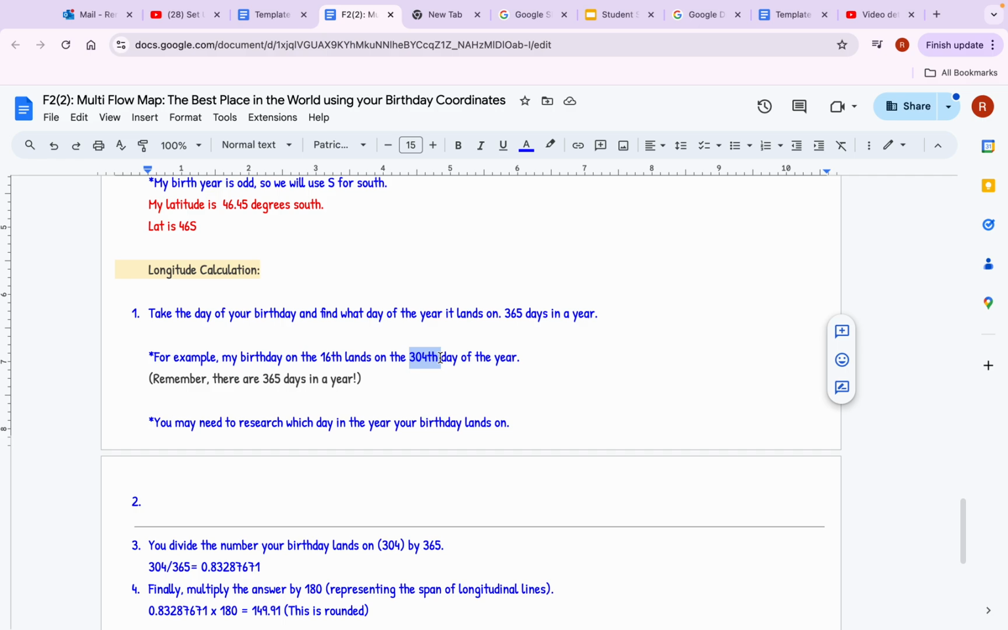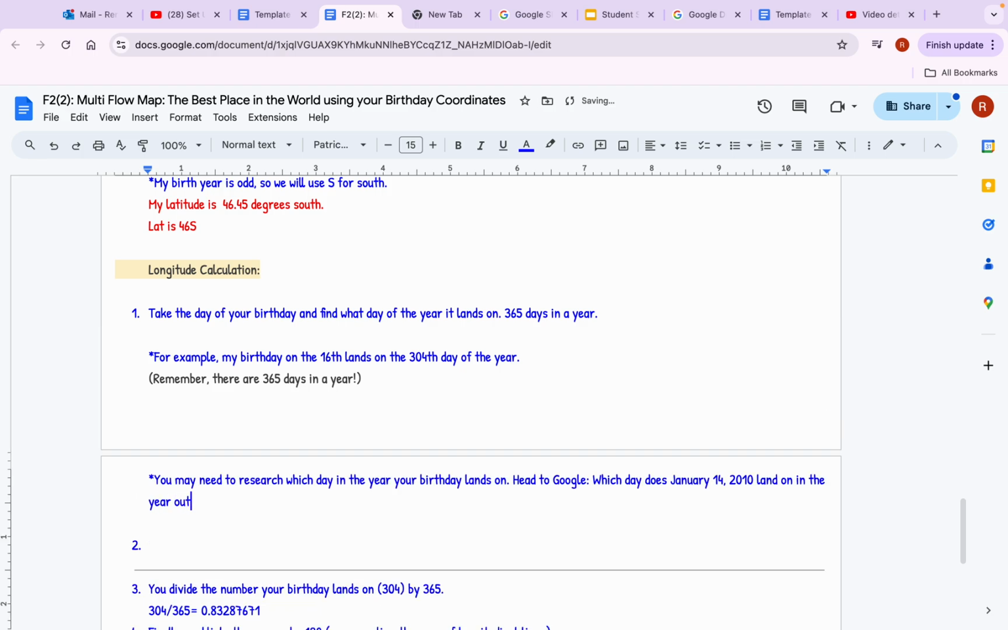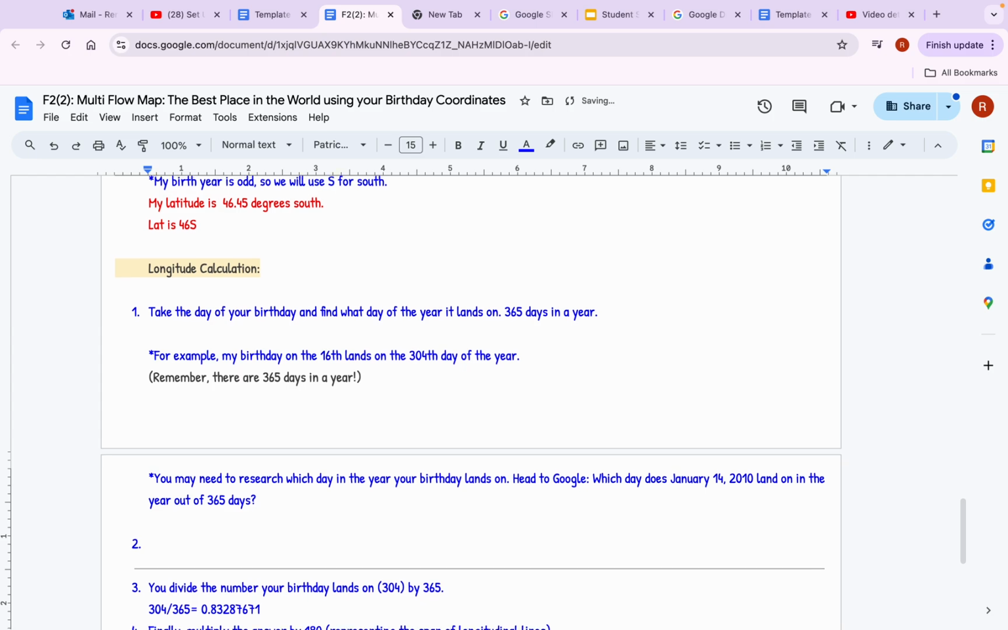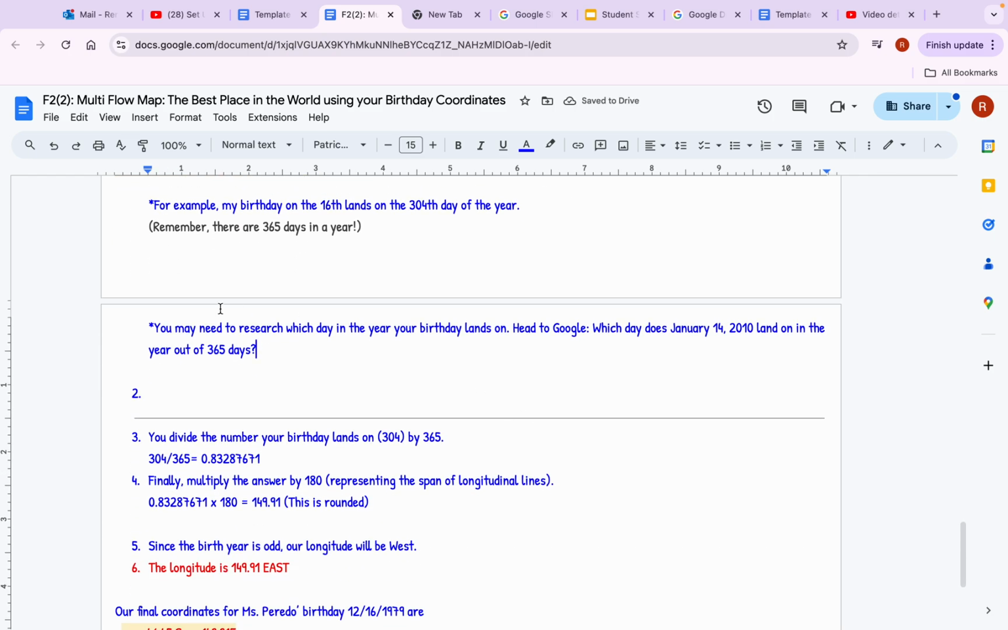Now to find this day, you're going to have to head to Google. And you can type in something like, which day does January 14th, 2010 land on in the year out of 365 days? Okay, you can ask it something like that. Once you have your day, this is going to take a few minutes, so be patient.